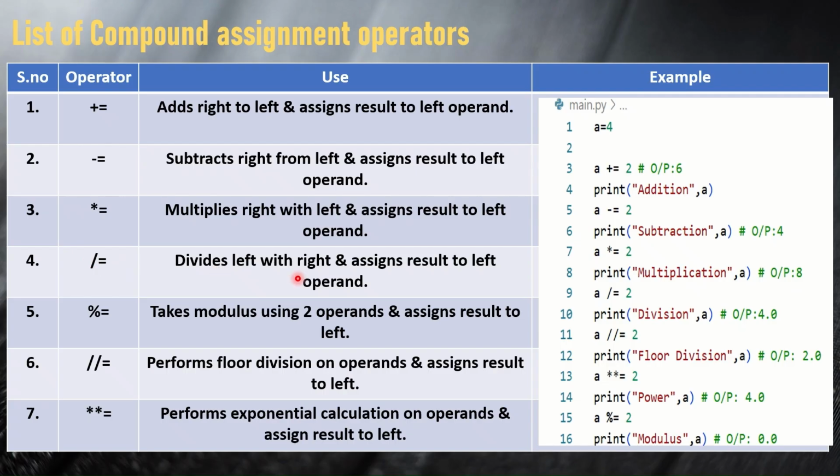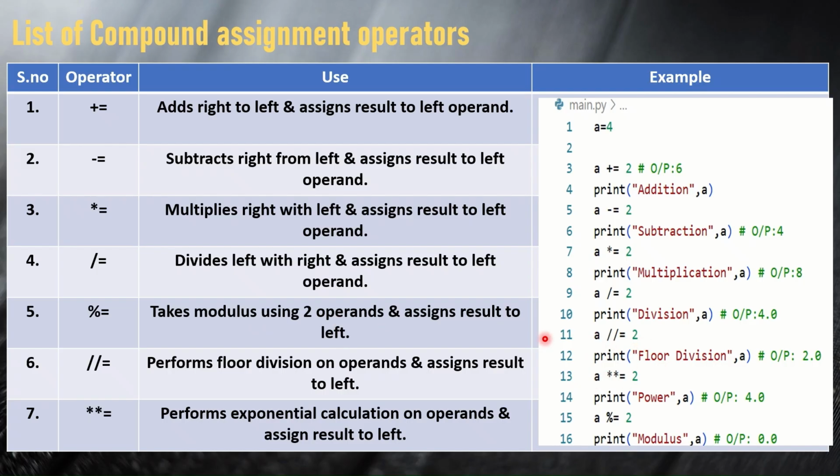This usually divides the left operand by the right operand and assigns the result to the left operand. So in this example, you can see a slash equals 2 means a equals a by 2. We have the value of a as 8, 8 by 2 gives 4.0. This comes under regular division, and in the result, it always gives a float value. So this is the modulus compound assignment operator. It takes the modulus using two operands and assigns the result to the left. So in the result, it finally gives us the remainder.